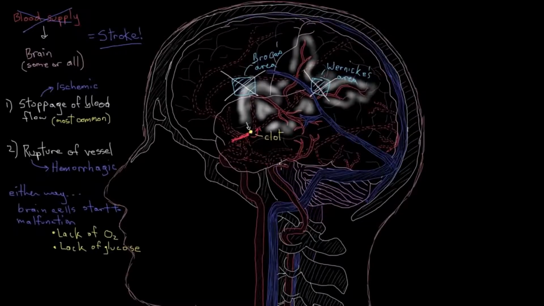Now let's do another example. Let's say you get a clot here, in this little artery coming off the basilar artery.